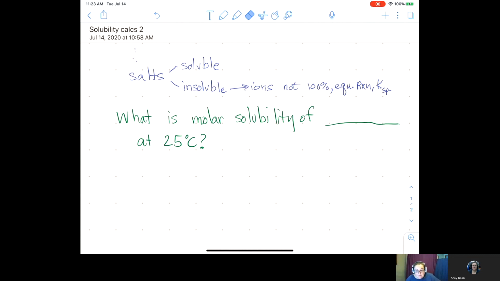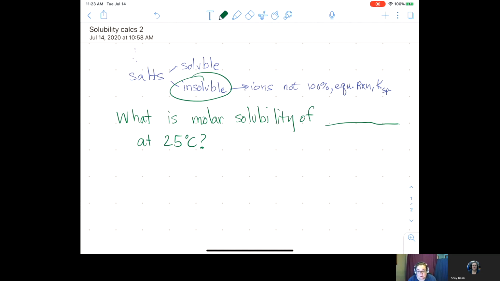All right, the second type of problem we see with these insoluble salts, which are insoluble, again, based on that gray area of not completely dissolving, but again, the context of the question has something to do with solubility. The second type of question we see is, what is the molar solubility of blank at 25 degrees Celsius? The assumption here is that I can look up the KSP.